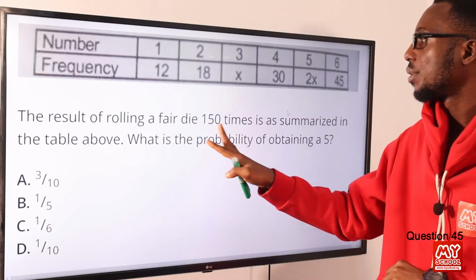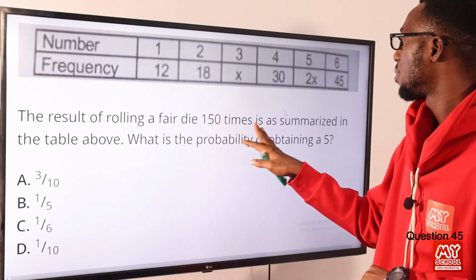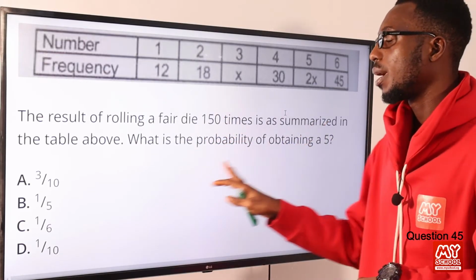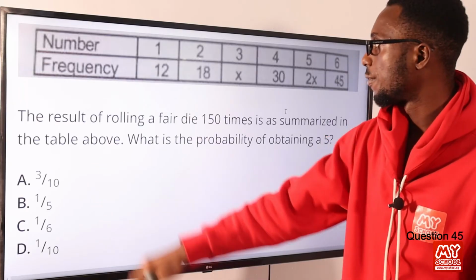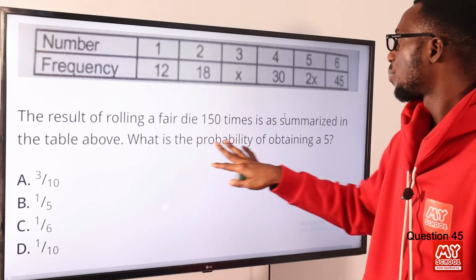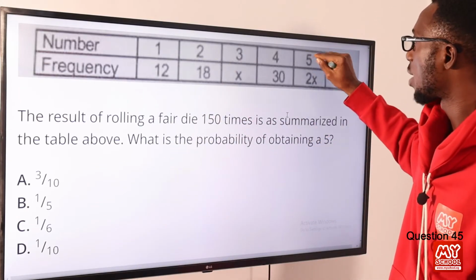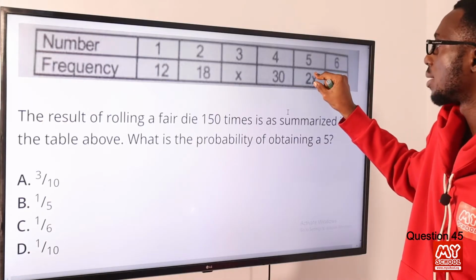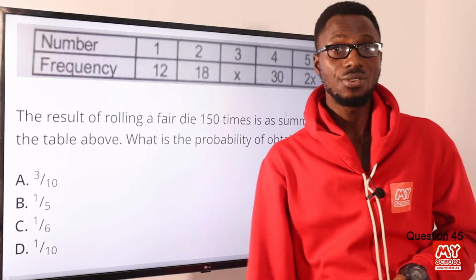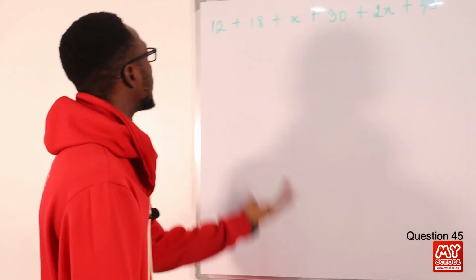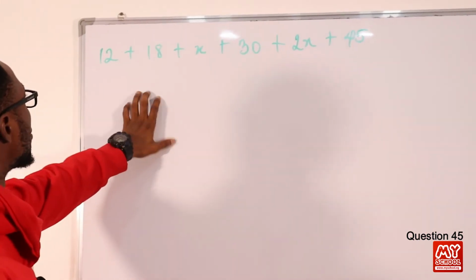Okay, so the result of rolling a fair die 150 times is as summarized in the table above. Okay, so we have the table. What is the probability of obtaining a 5? So at first we have to get the unknown value, which is x. So let's go to the screen, to the board, to derive x and for the solution.